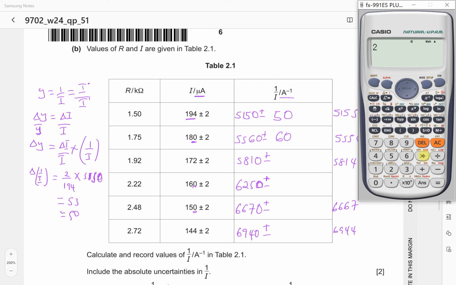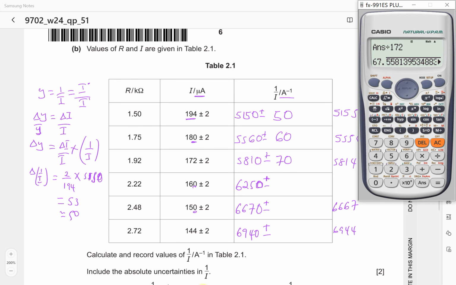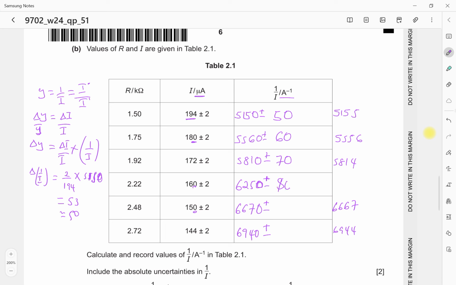Then 2 times 5810 divided by 172. That is approximately 70, rounding off to one significant figure. Then we have 2 times 6250 divided by 160. That is 78, which is approximately 80.